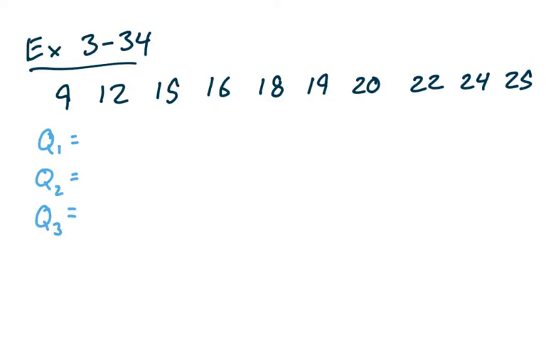Okay, the first thing to do is actually find Q subscript 2, and we'll start by finding the median. Remember, here we have an even number in our data set, so we're going to take the average of the middle two values, and therefore Q subscript 2, the median, is 18.5. So we've split the data into two equal halves. So the second quarter, that's halfway through.